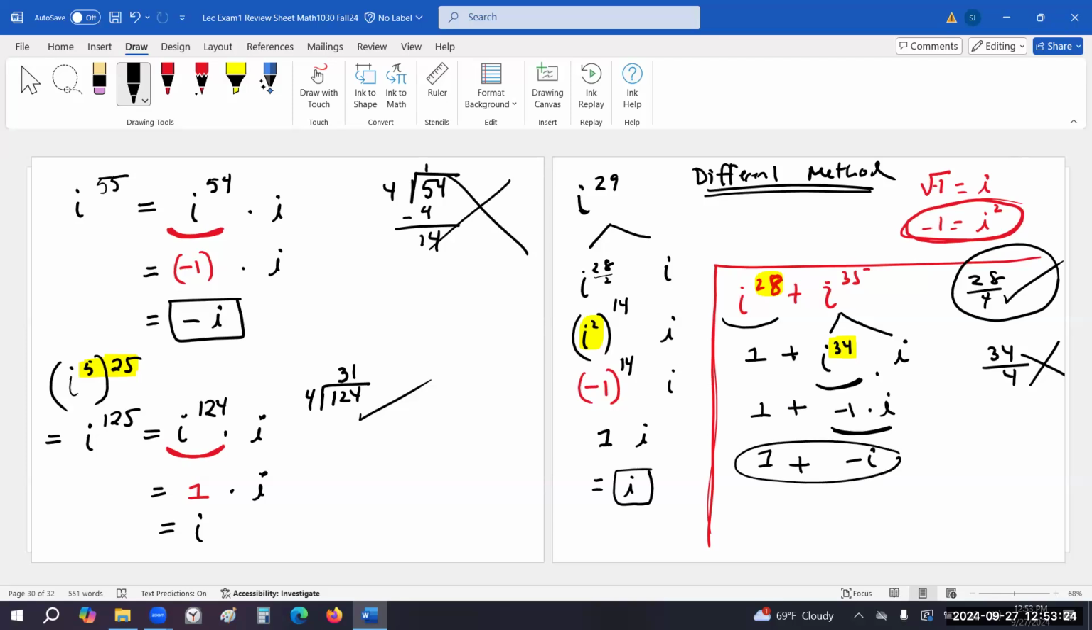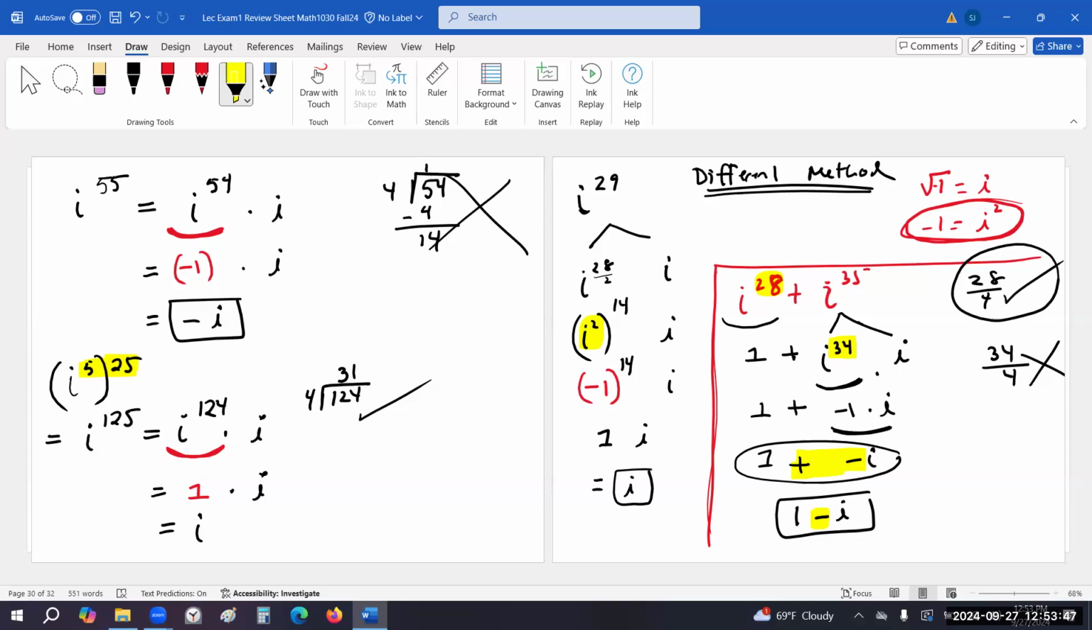So minus i. You have plus and minus together, that turns into a minus. So we do the same thing, but twice, and then at the end, it is combined by result.